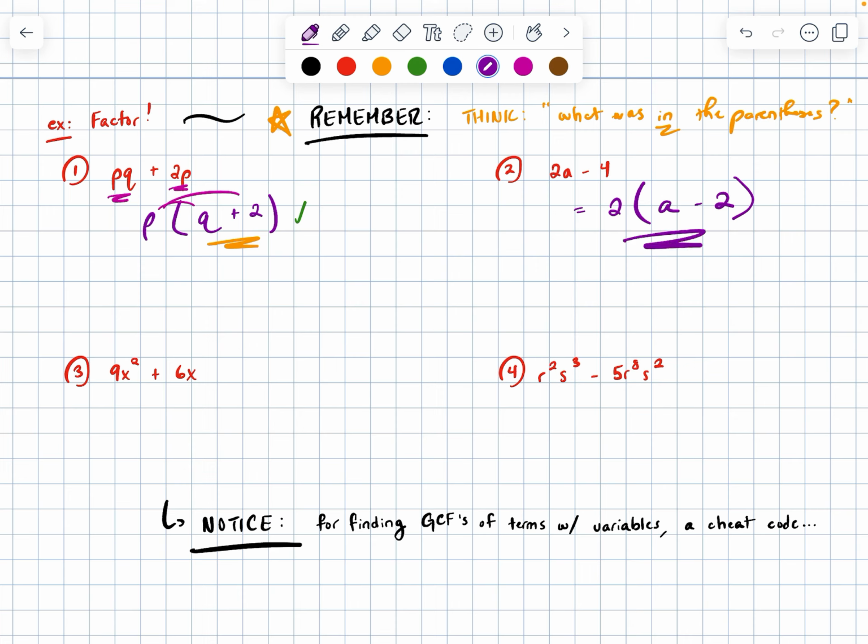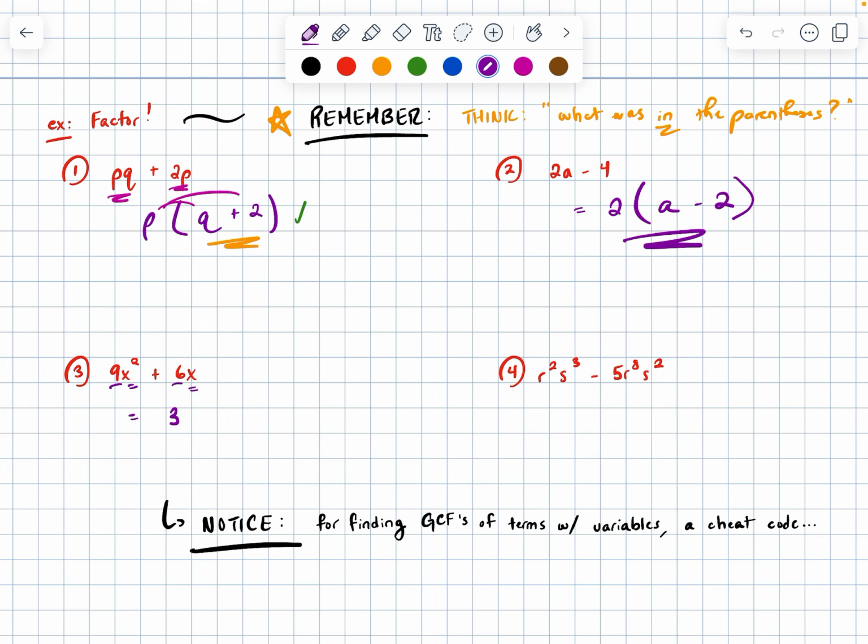Cool. For 9x squared plus 6x, again, I'm trying to build myself back up to a place where I can do this all in my head. So let me start to think this way. I know that I need something in common between a 9 and a 6. Well, 9 and 6 both have a common factor of 3. So in my GCF, there must be a factor of 3.